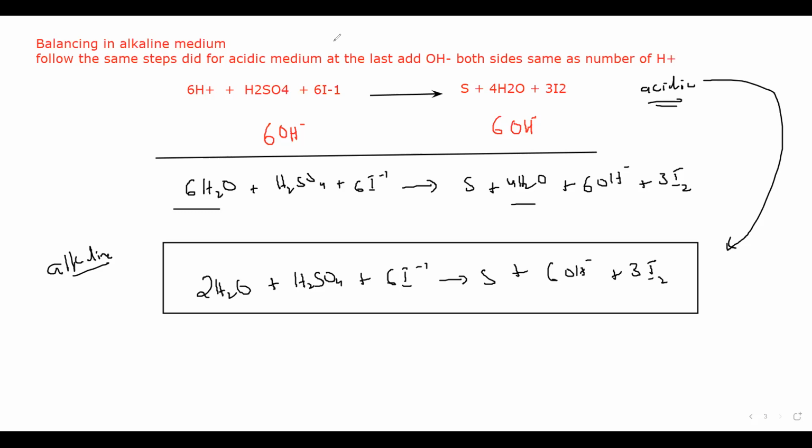Why do the 6 water molecules become 2? Here we have 6 H2O. Look, the arrow means equal to, like in a mathematical equation. So when 4 moves to the other side, it becomes minus 4. So it becomes 6H2O minus 4H2O, which is 2H2O. Is it clear?